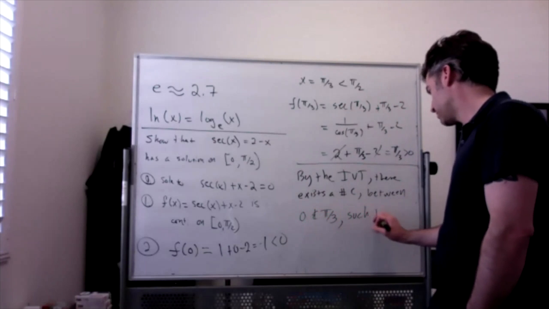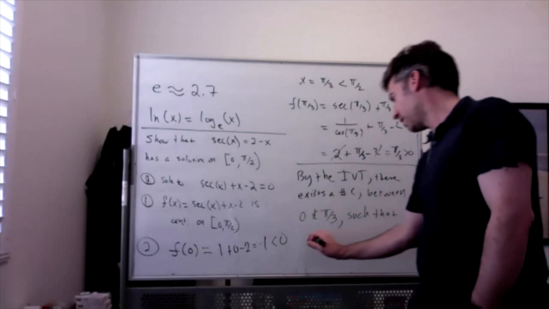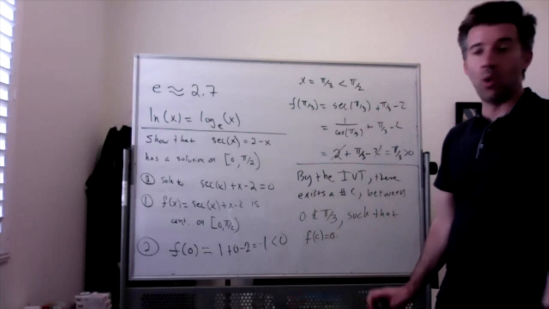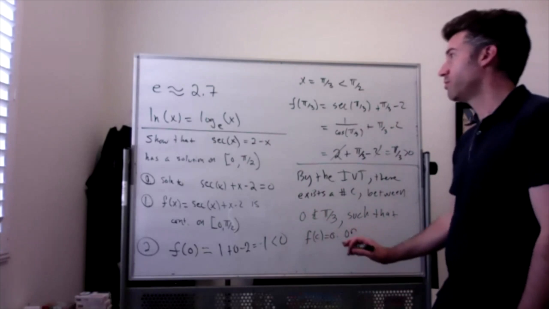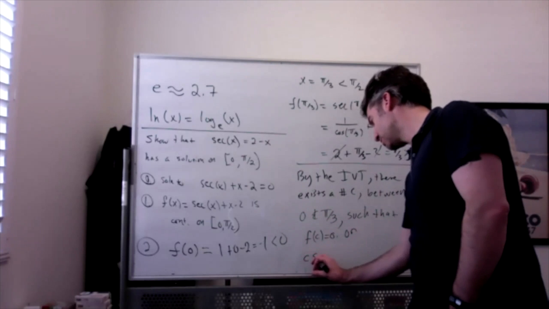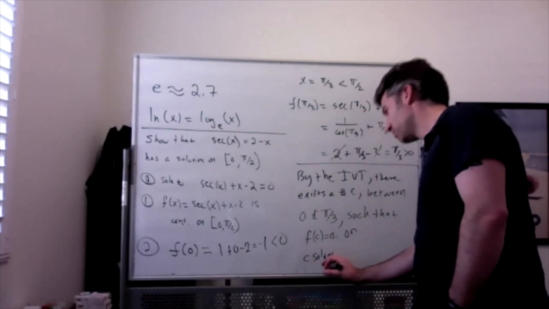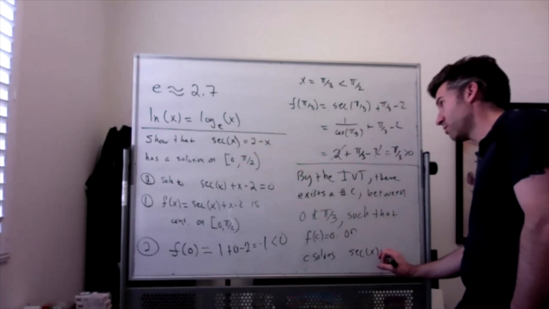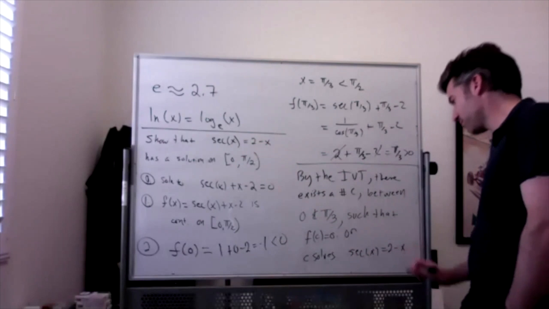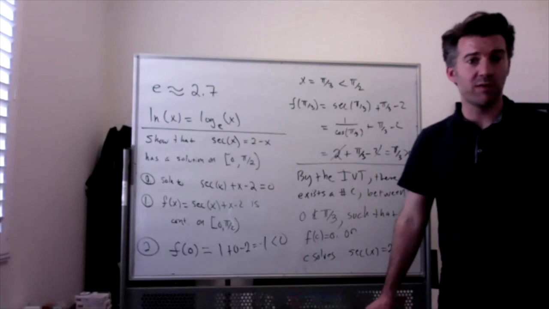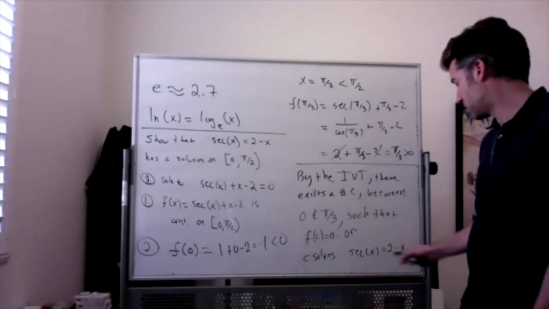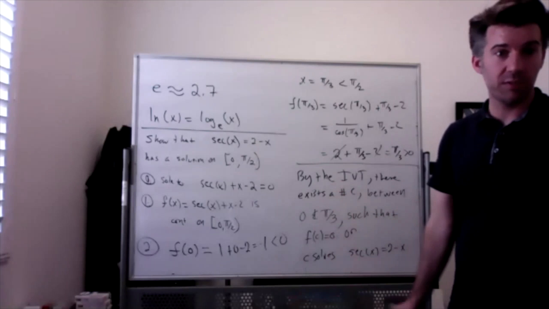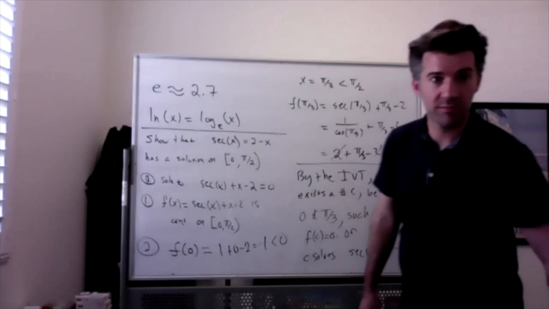Such that f of c equals 0. Or if you prefer, c solves secant of x equal to 2 minus x. So somewhere between 0 and pi over 3, there's a solution to this equation. Do we know what it is? No, we don't. That's okay.